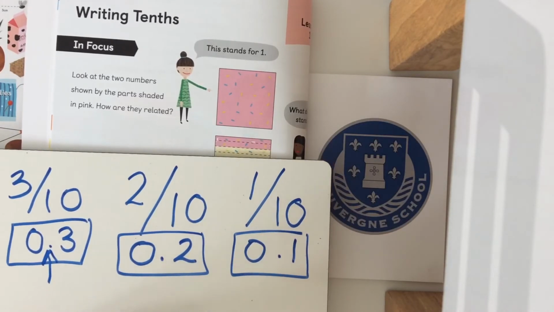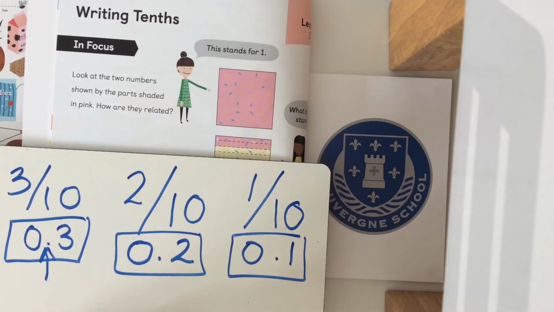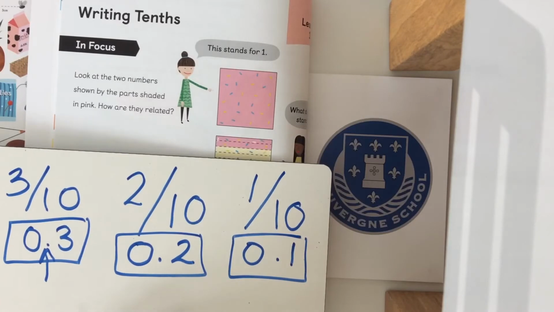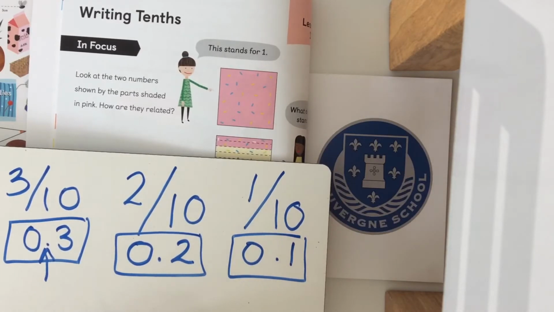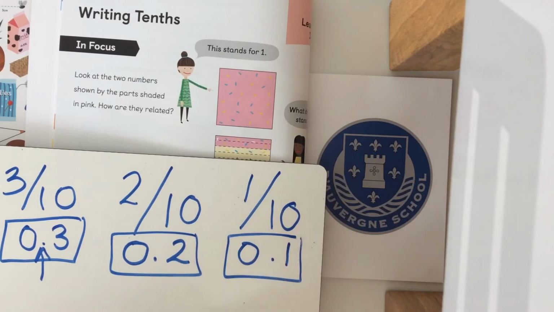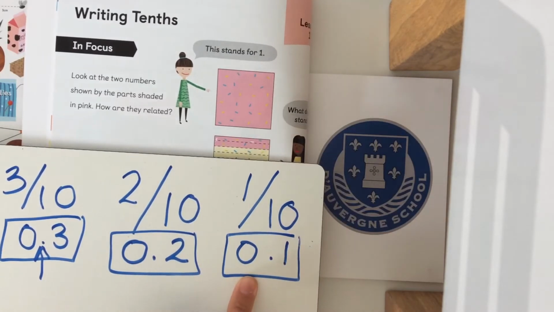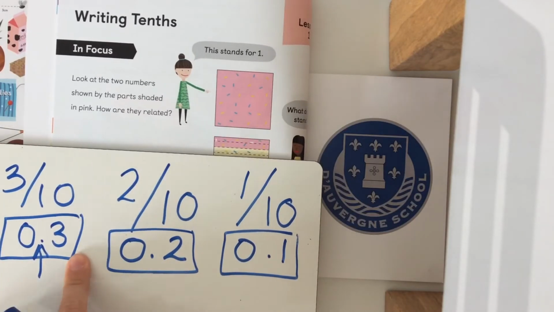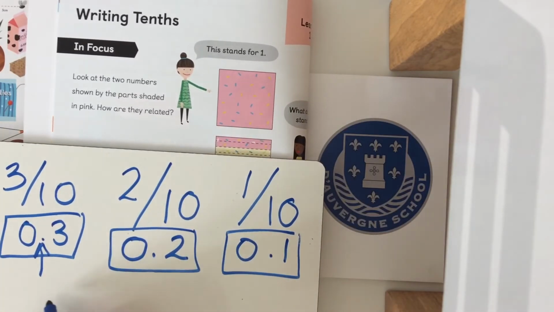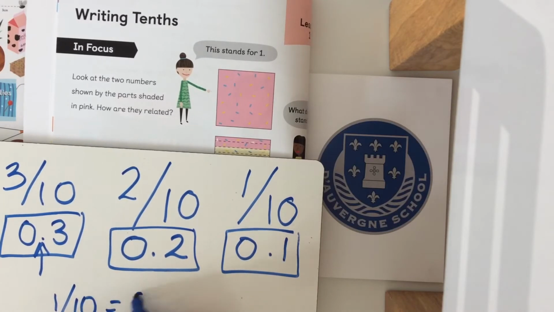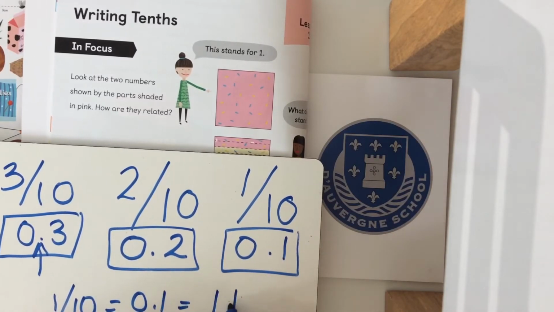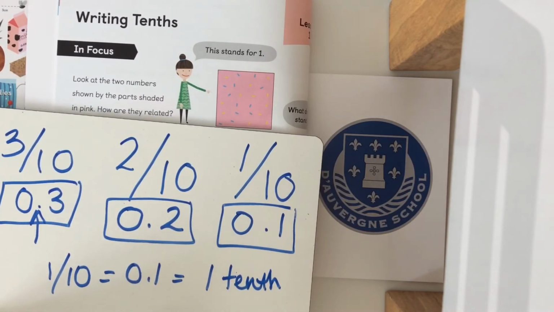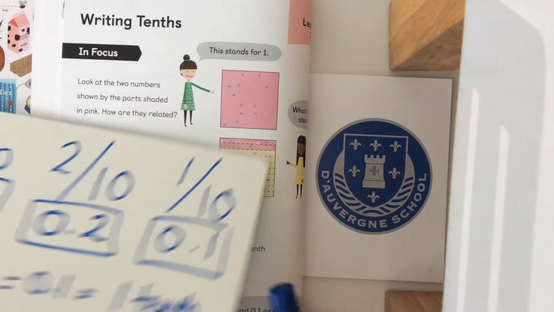Okay, so that's really important when we come to do our guided practice. When they ask you to write something as a decimal, we know we have to write it with a decimal point in it. So if this is read as 1/10, 0.1 is also read as 1/10. 2/10, 3/10. So we know that 1/10 is the same as 0.1.